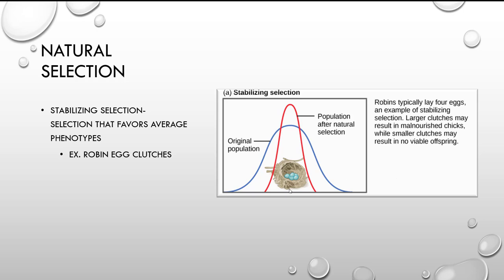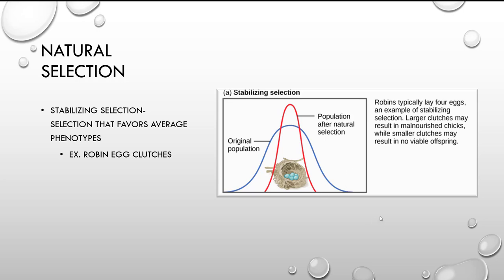So 4 seems to be the perfect number. If they lay 4 eggs, then that's the perfect number for them to be able to care for. They have plenty of eggs that they can feed and care for, and enough that if they lose one, if one's not viable, or if one gets eaten by a predator, they still have 3 to be able to pass on their genes to the next generation. So this is an example of stabilizing selection.